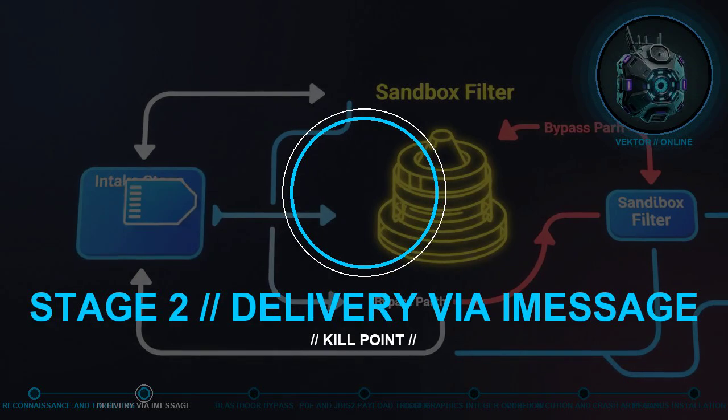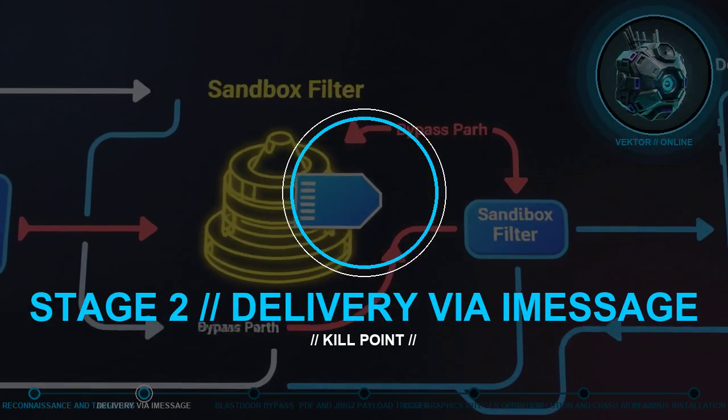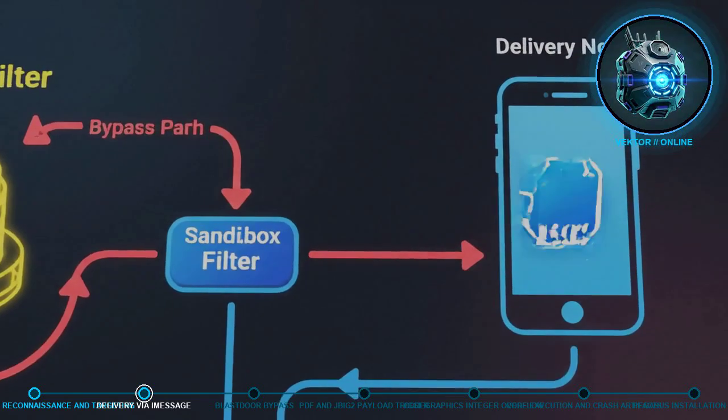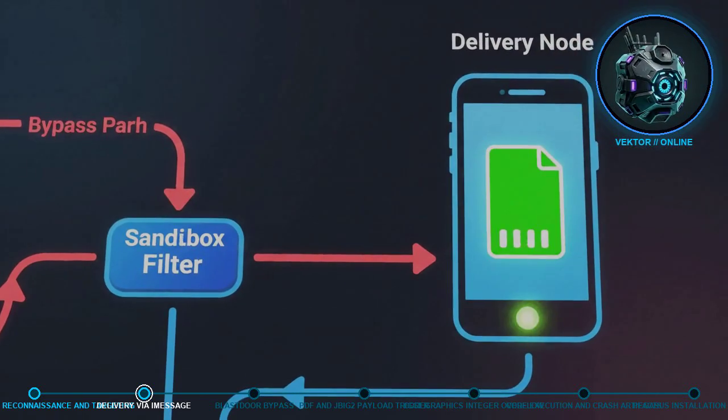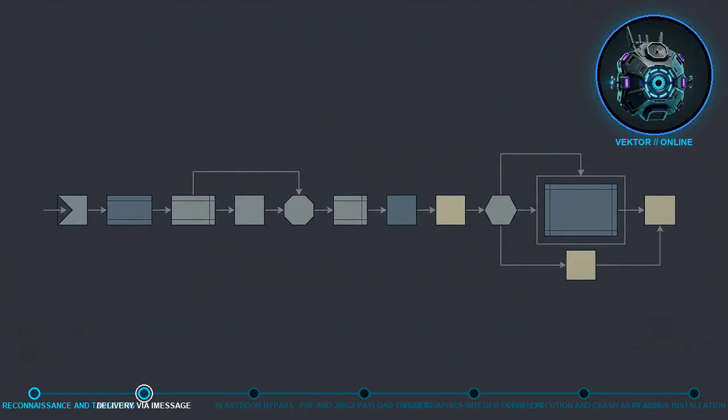Stage 2 is delivery. The vector was iMessage. No link required, no attachment the target had to open, no message the target had to read twice. This is the zero-click model. The exploit fires during normal message processing before the human ever makes a decision.